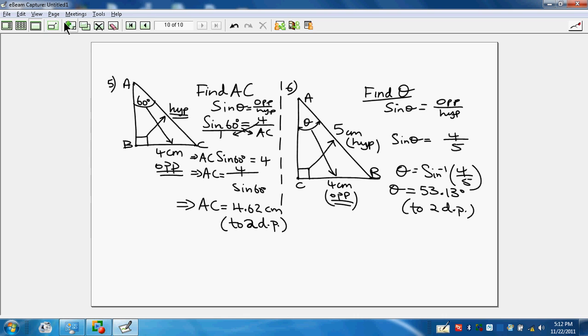Full stop. If theta is to be found, we always use the inverse function, that is, sine to the minus 1 theta, cosine to the minus 1 theta, or tan to the minus 1 theta, to find it.